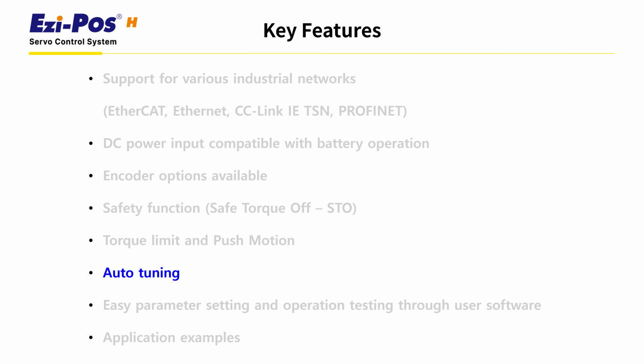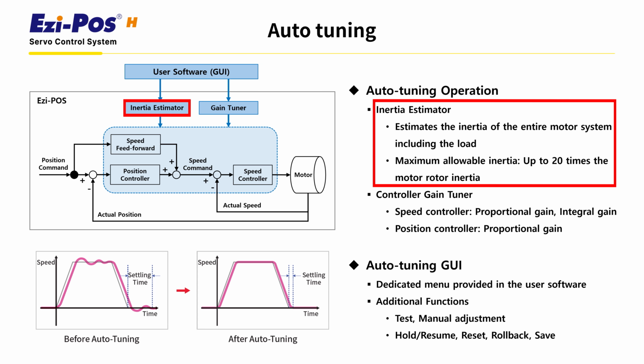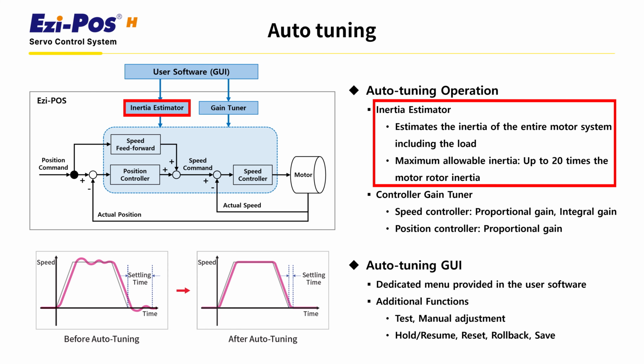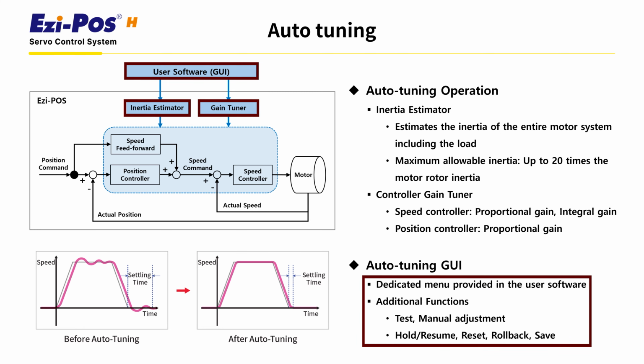Ezi-POS provides an auto-tuning function. Auto-tuning automatically adjusts internal parameters and control gains to achieve optimal performance under various conditions. It consists of an inertia estimator and a gain tuner. The inertia estimator calculates the total inertia of the motor system. The gain tuner automatically drives the motor based on predefined motion, quickly finds optimal control gains, and applies them immediately. This function can be easily executed through user software.